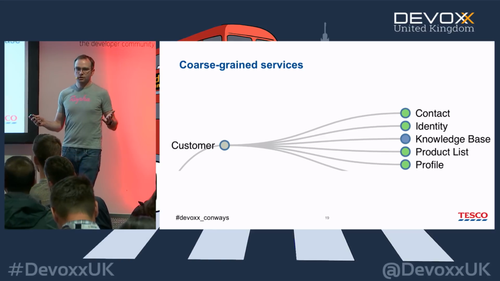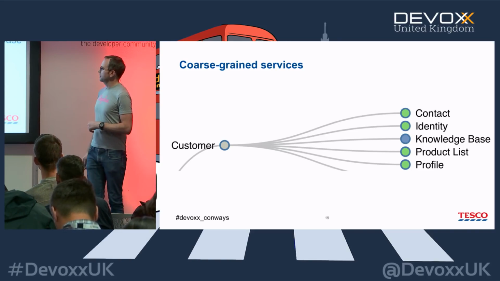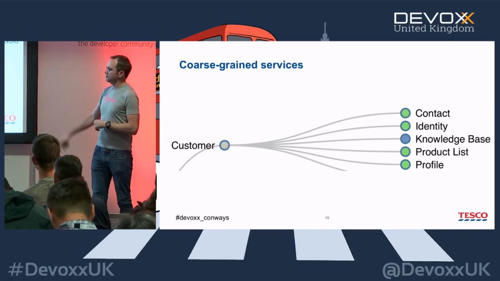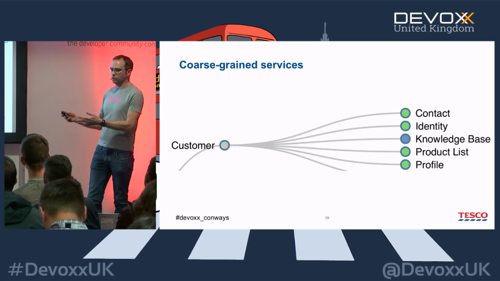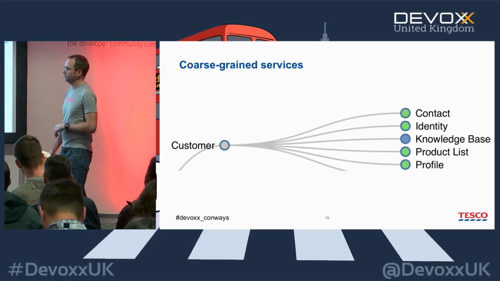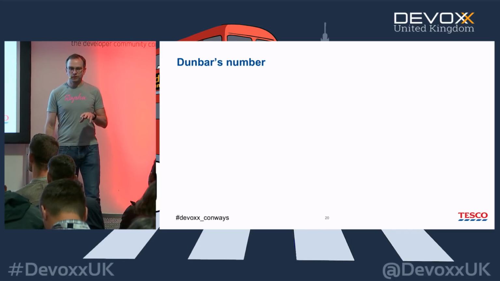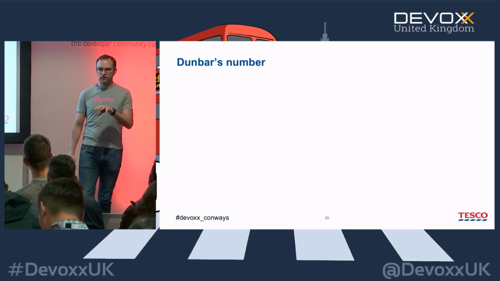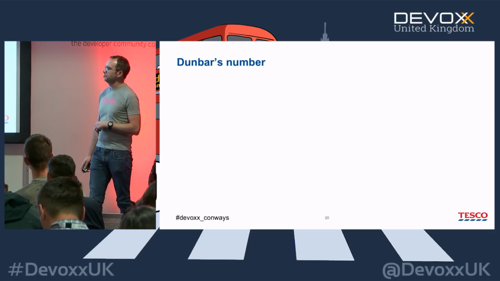A directorate is essentially a group of coarse-grained services. So here is customer that Andy looks after, and there are some services within there that are broadly around storing data or providing functionality that's related to the concept of a customer within Tesco. There is a principle that we use to help arrive at what the size and granularity of a directorate could be, and that principle is called Dunbar's number.